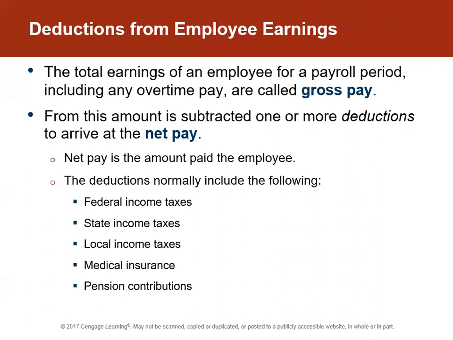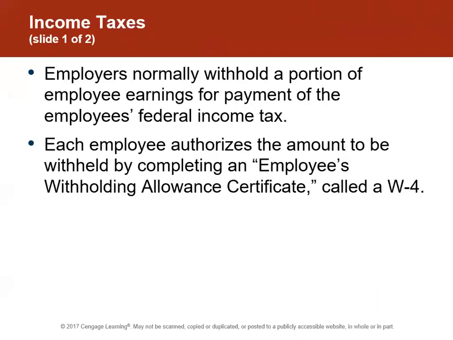So deductions we're going to look at, well, we have federal income taxes. We're in Oklahoma. Oklahoma has a state income tax, so that gets withheld as well. Some places have local income taxes, like city taxes that are withheld from payment. We don't have that. You have medical insurance, pension contributions. There are other ones too, and we'll talk a little bit about them as we get there. But those are the big ones.